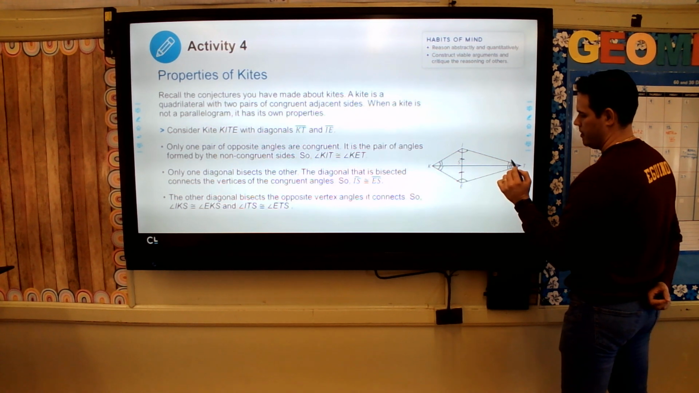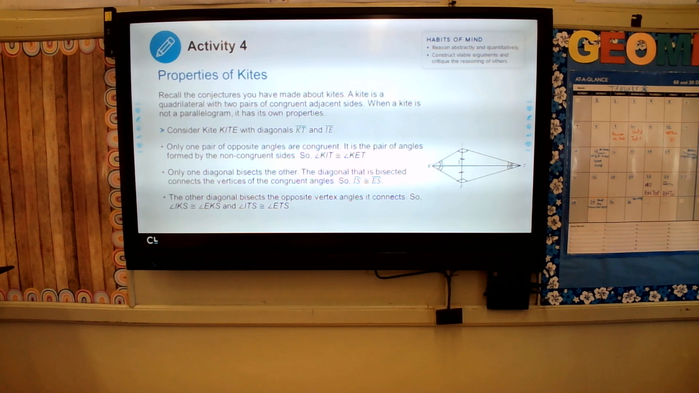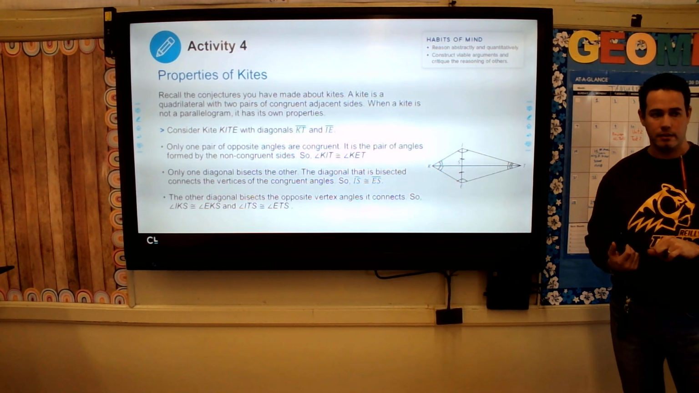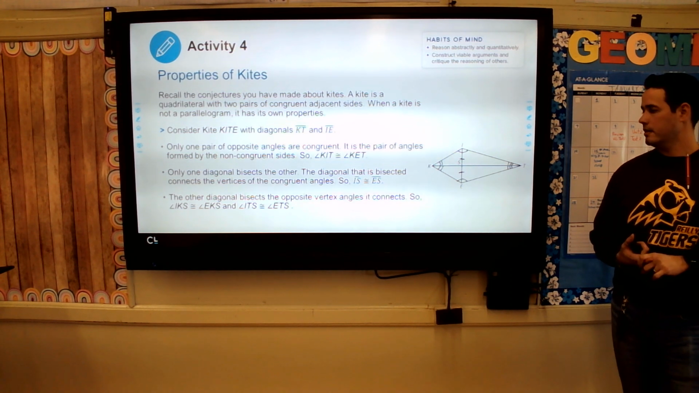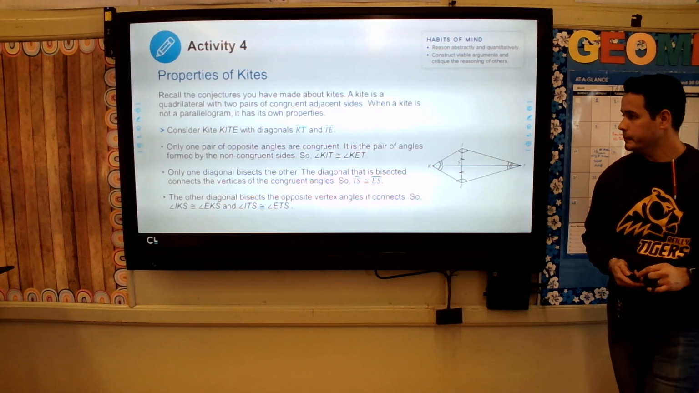Alright, so I tried my best to do the markings on the figure that you probably need, just to give you an idea on properties of kites. But this is something that we already talked about, so I'm not trying to spend a lot of time on this. If you have any questions, we'll talk about that later.